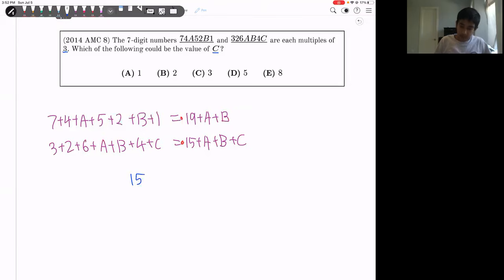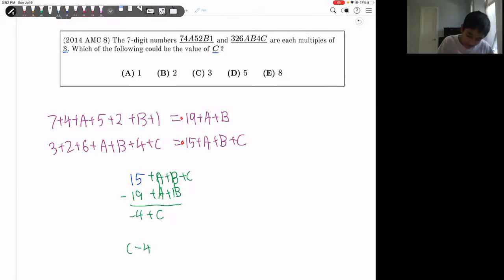So let's move on. Now I'm going to use the hint that I just gave you. 15 plus A plus B, C, minus 19 plus A plus B. This has to be a multiple of 3. So 15 minus 19, that's negative 4. These terms will all cancel out. So we have C left, so negative 4 plus C. So we have that C minus 4 has to be a multiple of 3.